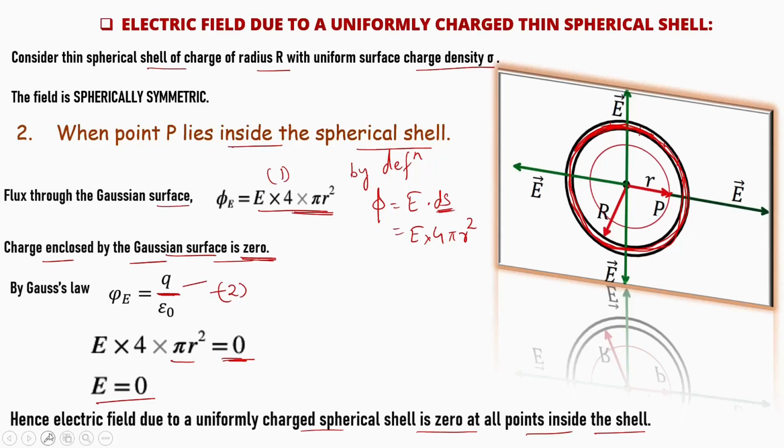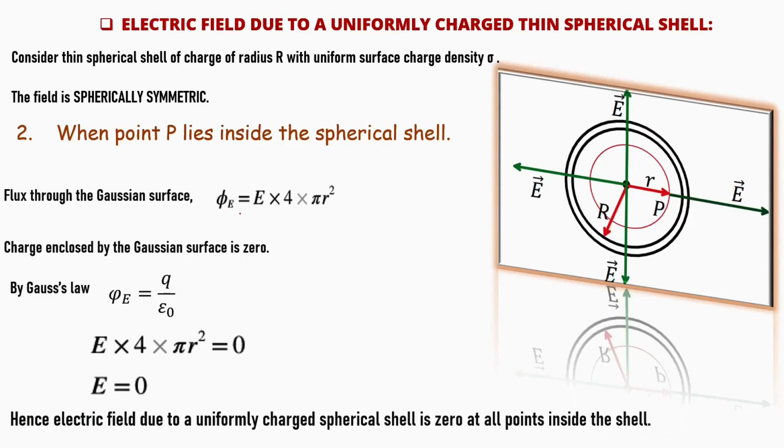So in the derivation step, again I will explain: in order to derive such derivations with the help of Gauss's law, we need only two steps. What is the first step? The first step is to write the flux with the help of the definition. Second, you have to write the flux formula by Gauss's law, and then you have to equate these two equations, and on solving you will get the answer.